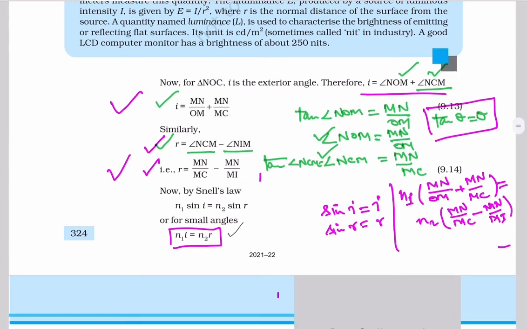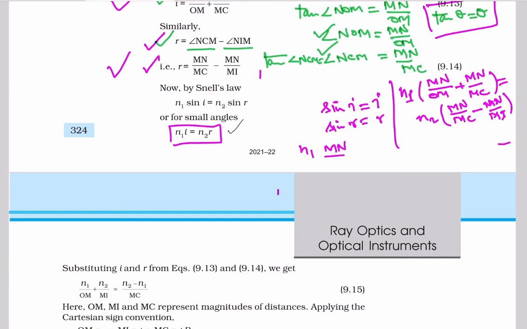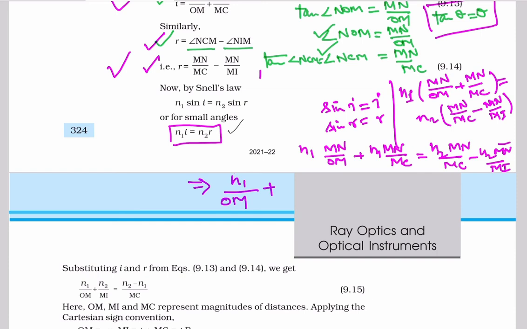Arranging this, we get N1 Mn by Om plus N1 Mn by Mc is equal to N2 Mn by Mc minus N2 Mn by Mi. Therefore, N1 by Om plus N1 by Mc is equal to N2 by Mc minus N2 by Mi.